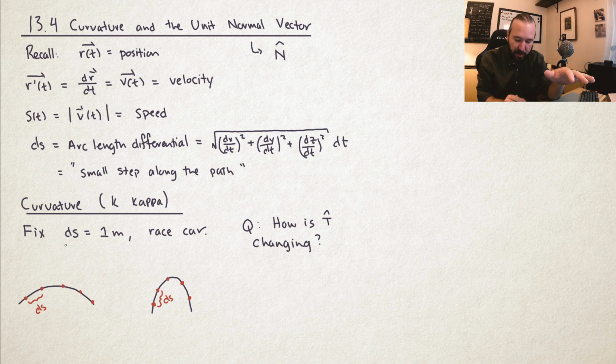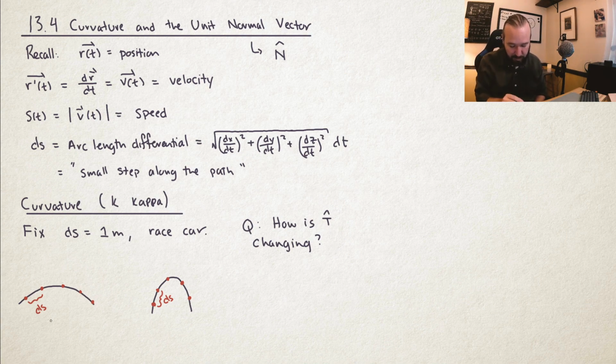What I'm imagining is a race car driving around a racetrack, and what we're doing is we're looking at what's happening not as time is changing, but every time the race car travels some distance. I'm imagining 1 meter, but maybe it even needs to be bigger than that depending on how fast the car is going. But the concept here is we're just going to take the path and chop it up into evenly sized intervals, and then we're going to try to examine what happens to capital T, the unit tangent vector, as we take these steps along the path.